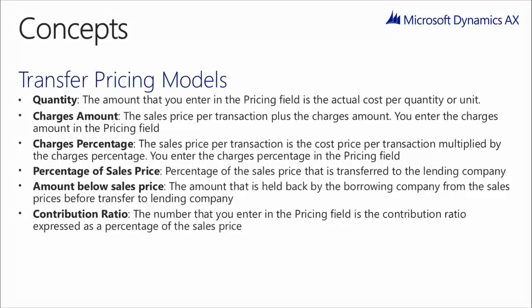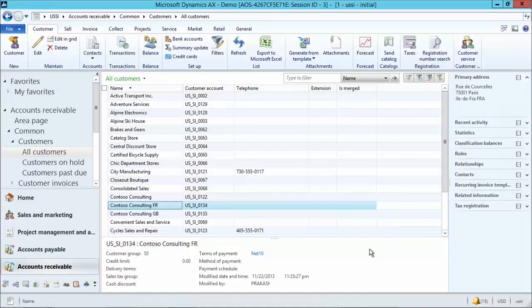In this release of AX, we are supporting 6 transfer pricing models. One is based on quantity, and the second is based on an amount that is above the cost on the RLE side. The third is based on percentage. And the last 3 are based on the sales price percentage or an amount below the sales price that is set by the contracting company. Let's look at the software now and see how some of these parameters are used.